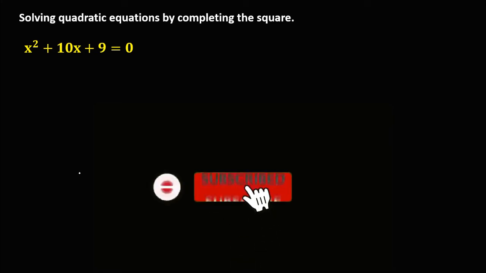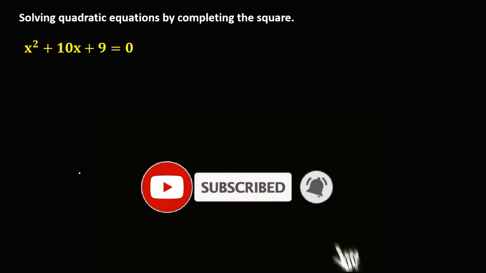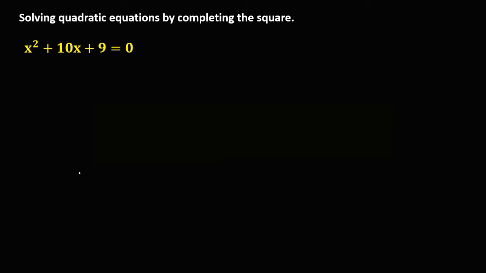Okay, so let's have this topic. Solving quadratic equations by completing the square. So we have this given quadratic equation. First we need to transpose this positive 9 to the right side. So we have x squared plus 10x equals, so this positive 9 becomes negative 9.